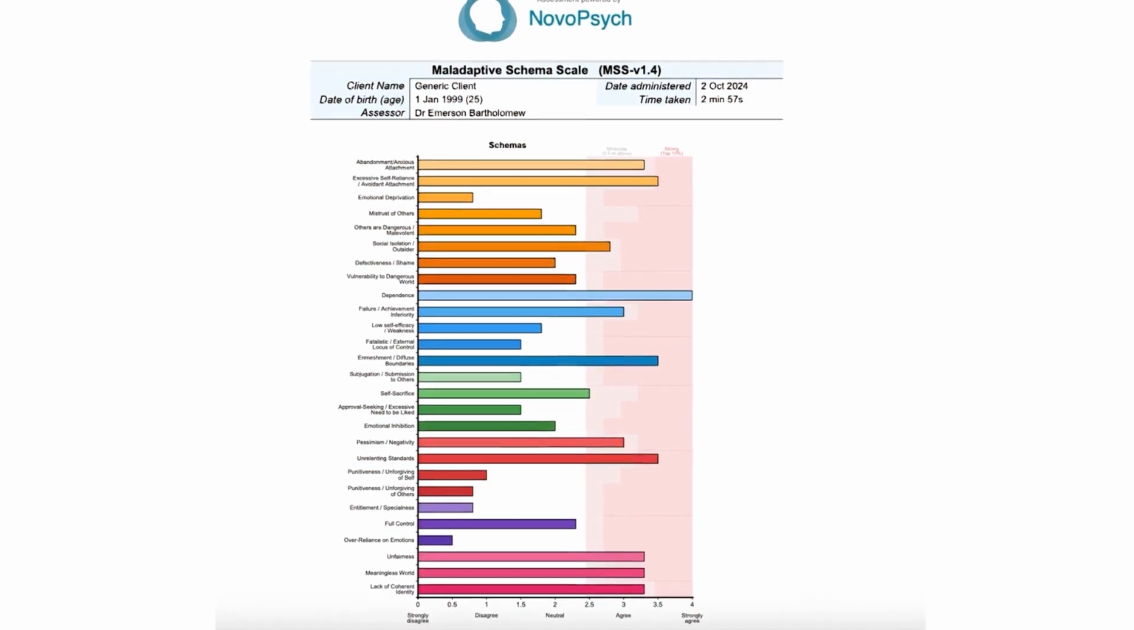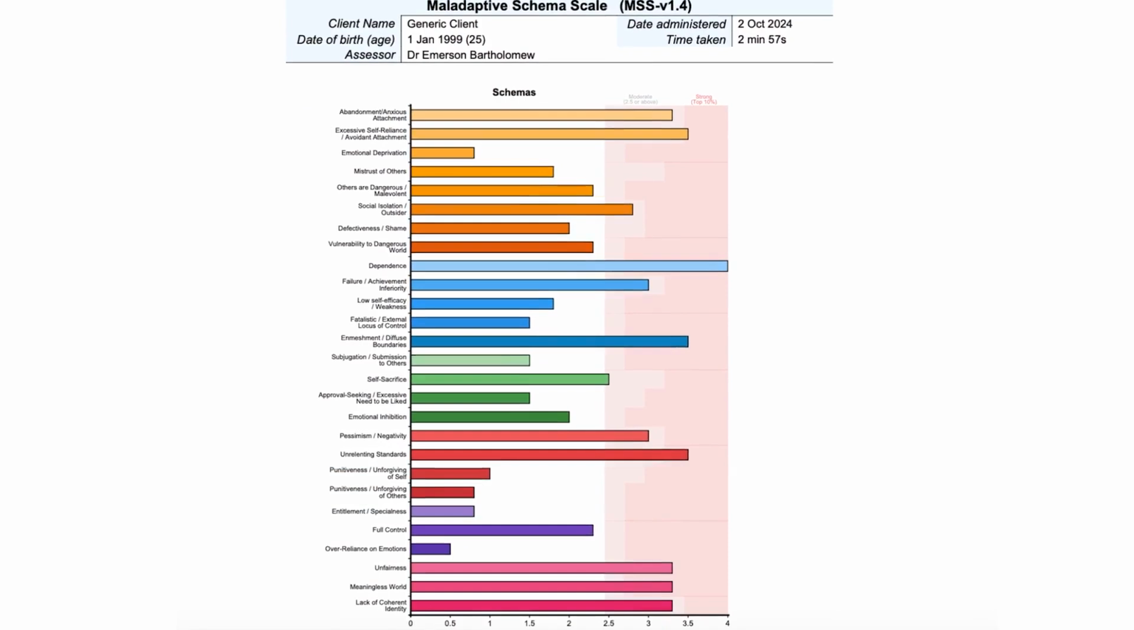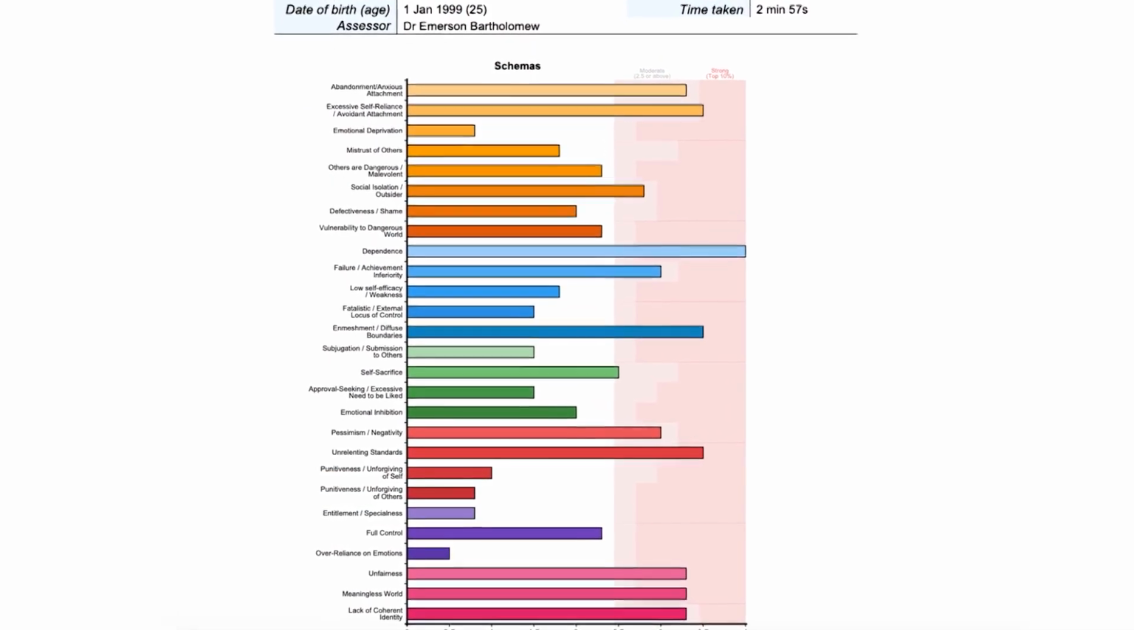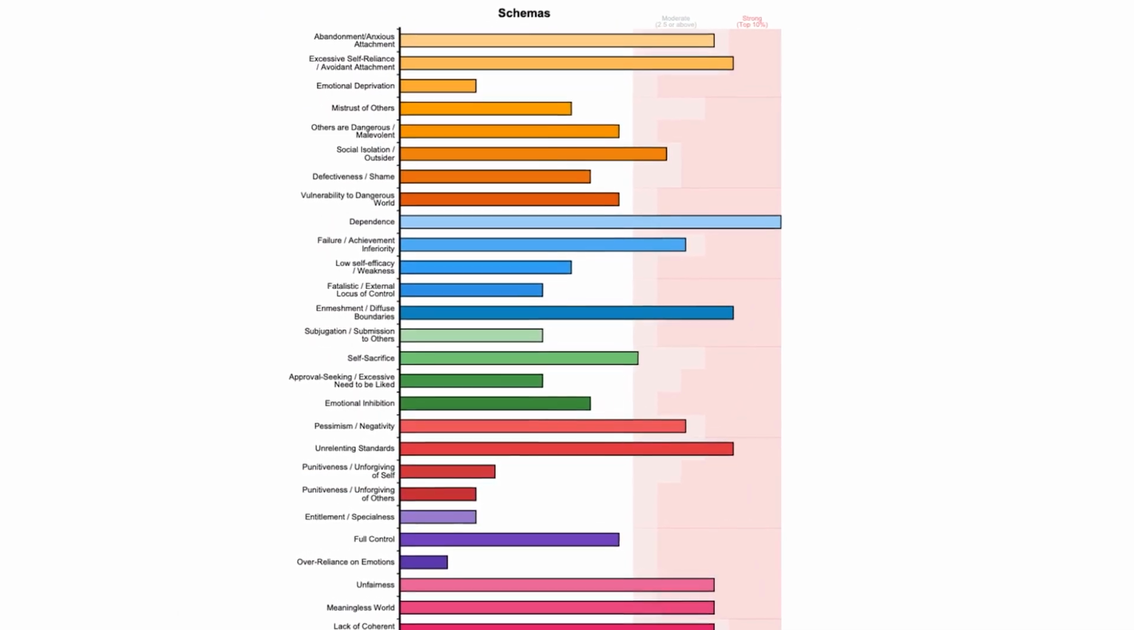The very first thing you will see in the report is the schema summary. The bar chart instantly flags the most significant patterns. You will see some schemas marked as strong, which means the client scored in the top 10% as compared to a clinical sample. So right away, you can spot where a client's core struggles may be, say dependence, enmeshment, or unrelenting standards. That's a really practical starting point for treatment.